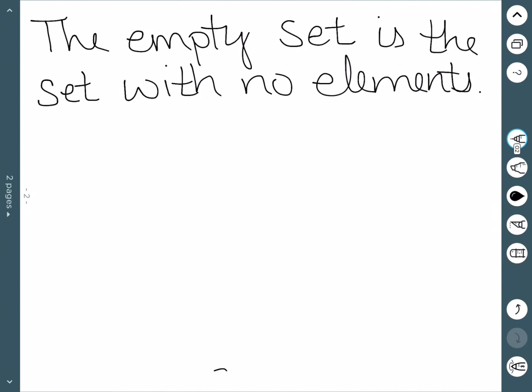We will introduce one special set first, which is called the empty set. The empty set is just the set with no elements. And there may be a few reasons that we want to use this set that contains no elements, and there are two ways to denote it. A circle with a line through it denotes the empty set, as well as an empty set of braces.